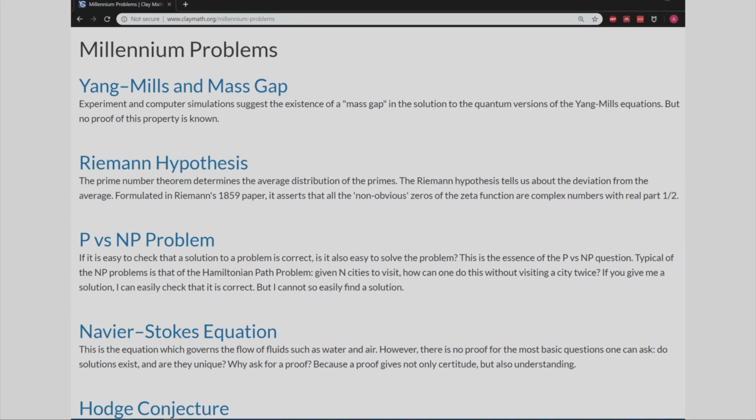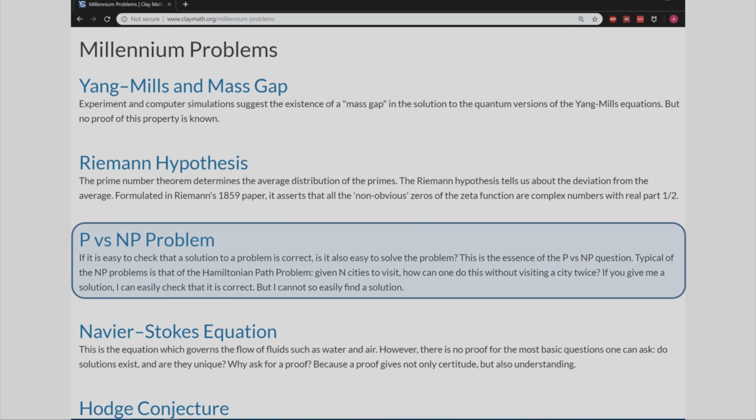Most of the problems, I don't really understand what they're talking about. There are some deep problems in mathematics. But there is one problem which I just described to you and which you know what it means. That's the P versus NP problem. If it's easy to check that the solution to a problem is correct, is it also easy to solve the problem? That's it. That's all there is for this problem. If you solve it, you get $1 million. I would imagine there are probably easier ways of getting $1 million.